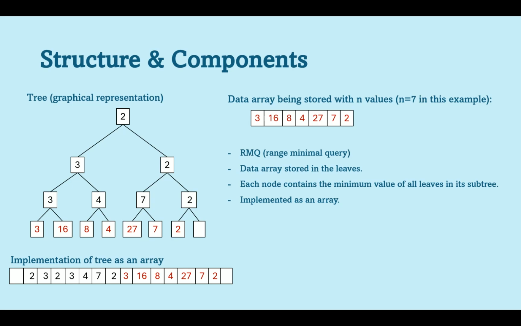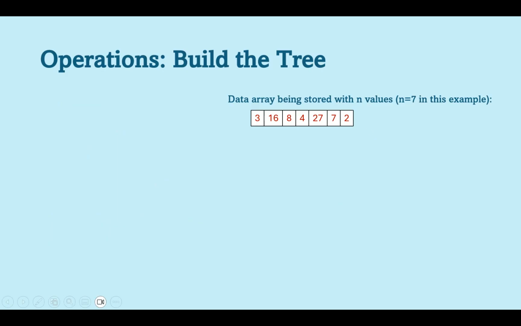The segment tree structure can be implemented as an array. The values in red are the ones that are stored from the example array. We're now going to look at this example where we have 7 elements.